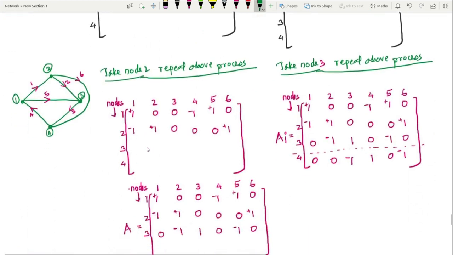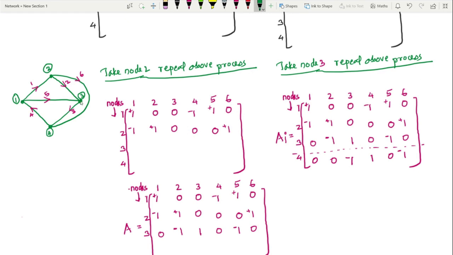Next we can take node 2. Corresponding to node 2, the incident branches are 1, 2 and 6. And here we can see that corresponding to 2 and 6, currents are going away from this node. So corresponding to 2 and 6, the sign is plus 1. Then corresponding to branch 1, this current is coming towards this node, so it is taken as minus 1, and all other entries are zeros as mentioned earlier.